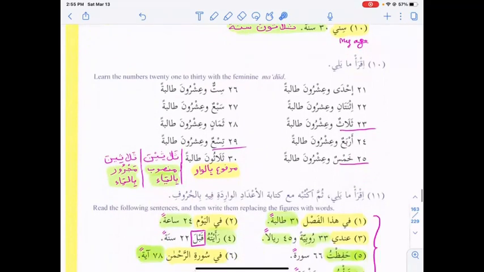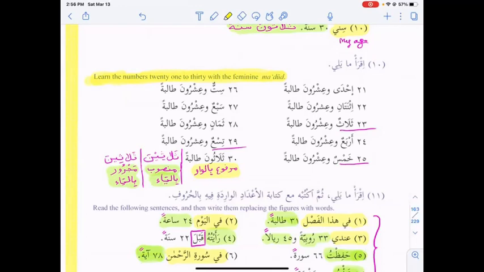Now, so now here, Dr. Abdurrahim wants us to learn 21 to 30 with feminine madud. Feminine madud. You will write it. He only says learn, but I request you to write it, please. Write it. This is a beautiful thing to write. Okay.